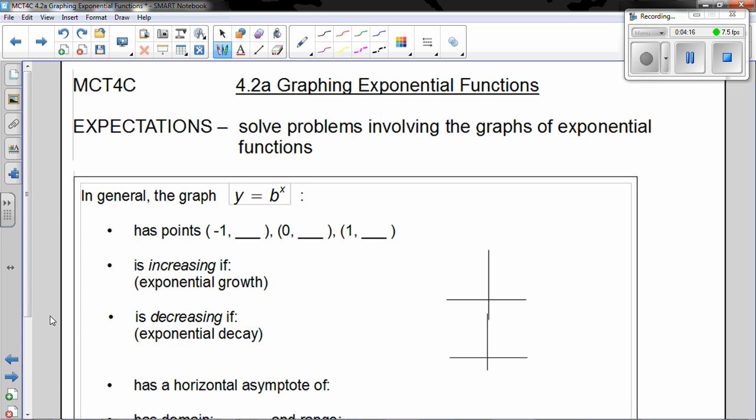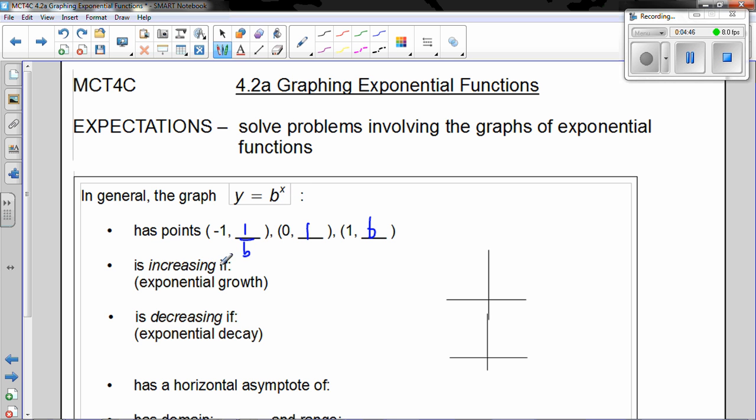Okay, so here we go. And there's the 3 points I was talking about. In general, the graph y equals b to the exponent x has these points. Well, -1 was the flip of the base. 0, 1 was always on the graph. b to the exponent 0 is going to be 1 no matter what b is. 1, well, b to the exponent 1 is just b. And then those 3 points are going to allow us to graph any exponential function very quickly.